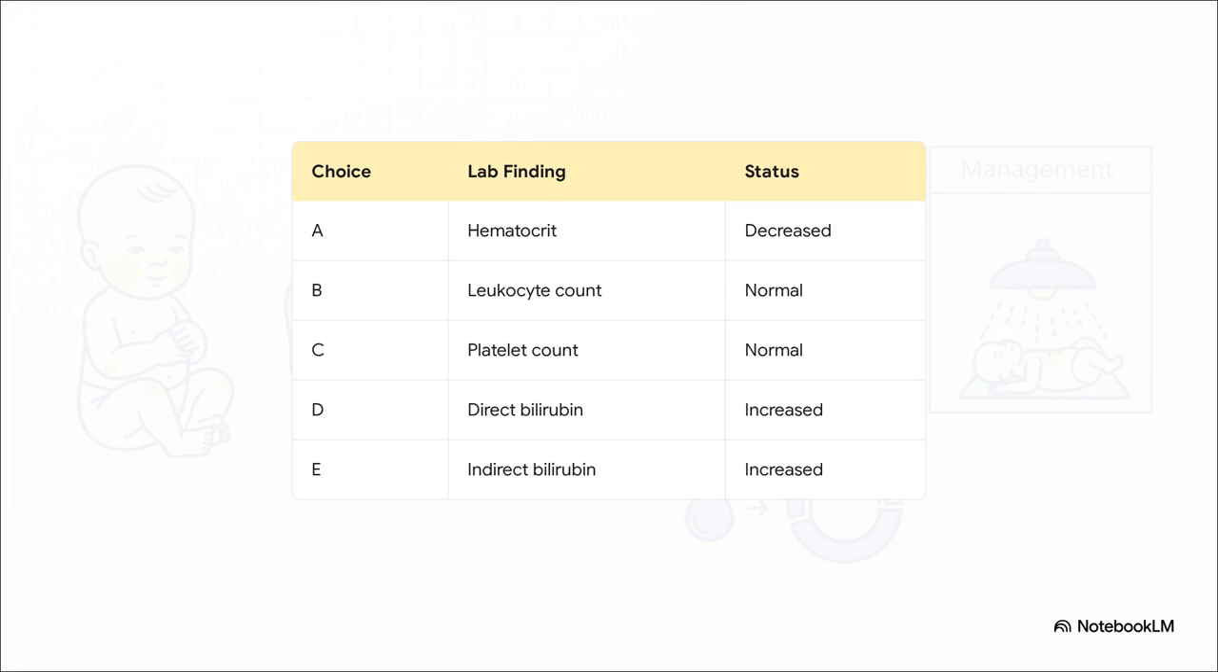In the setting of active hemolysis and limited conjugation capacity, serum indirect bilirubin would be massively elevated, not decreased. Therefore, these maternal IgG antibodies strictly result in a decreased hematocrit due to active hemolysis. Option A is our only correct answer.